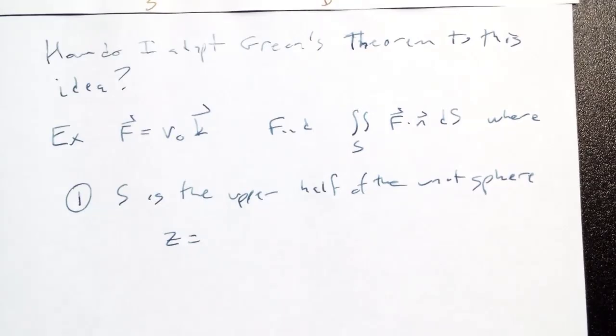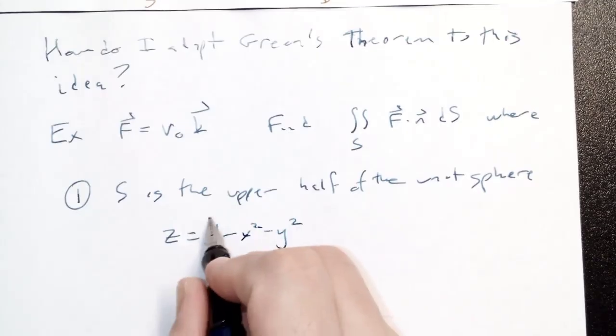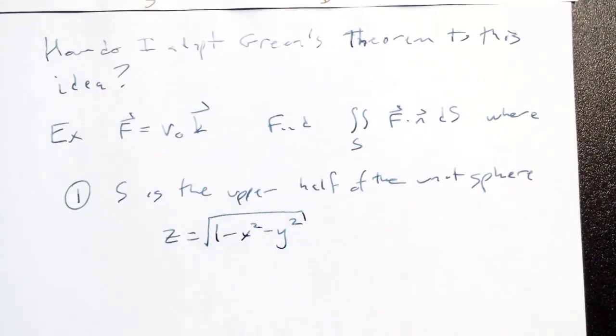That's a circle. I need z squared in there, right? And the radius is 1. So when I solve that for z, I get z squared is 1 minus x squared minus y squared. So I take the square root, right?